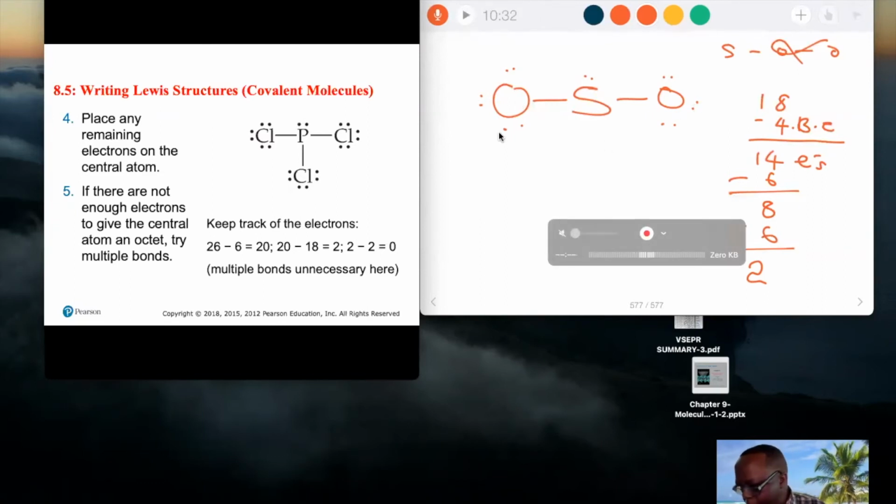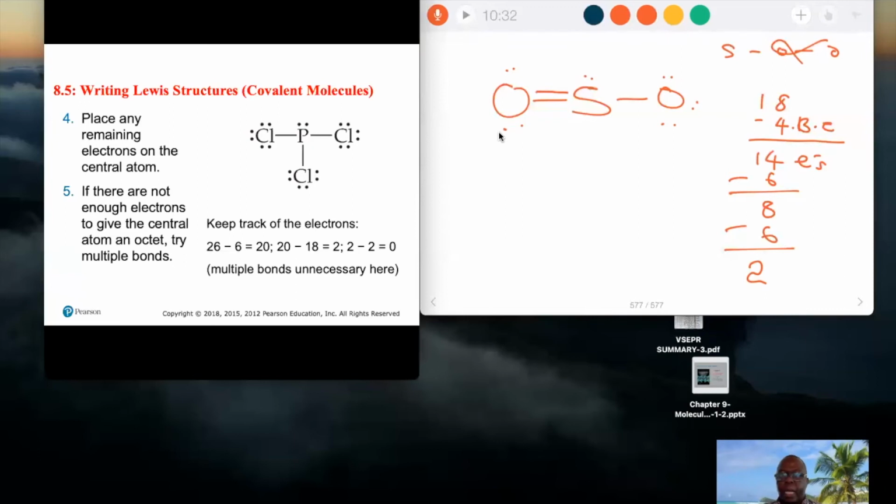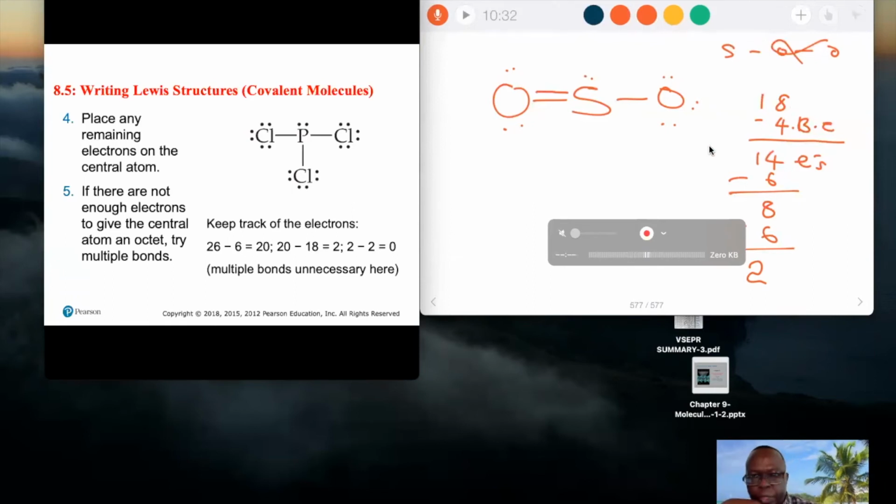So if I make a pair here, I can get rid of one pair right there. And still, I do have 18 electrons. If you count, these are pairs: 1, 2, 3, 4, 5, 6, 7, 8, 9, which is the total 18 I started off with.